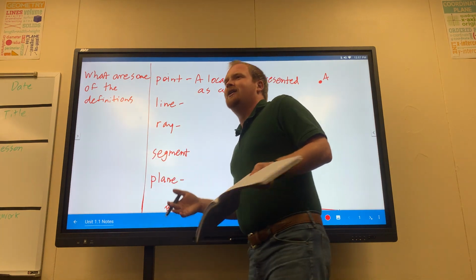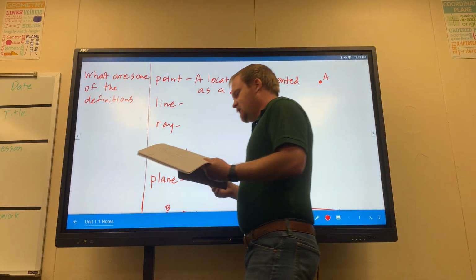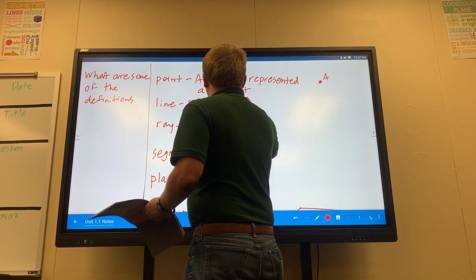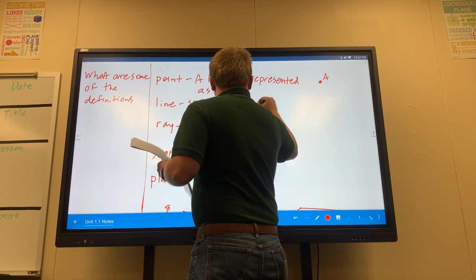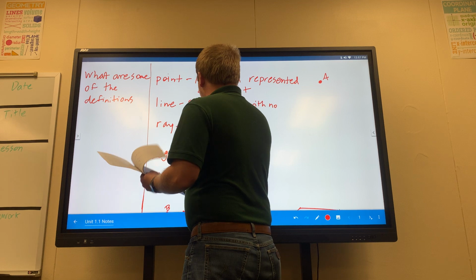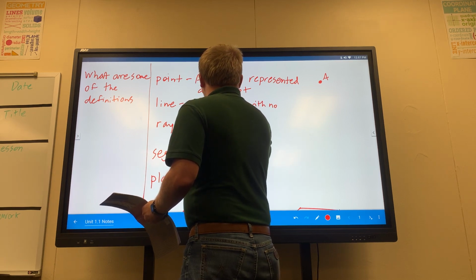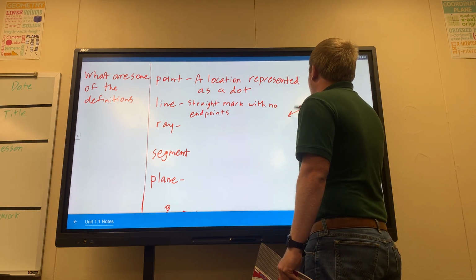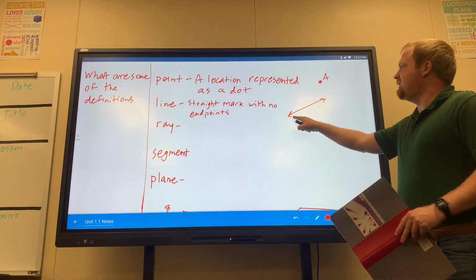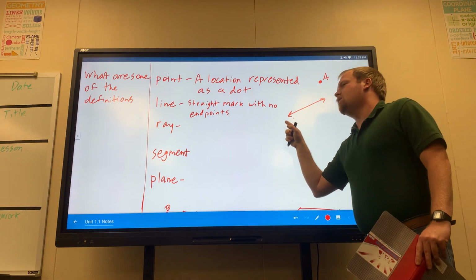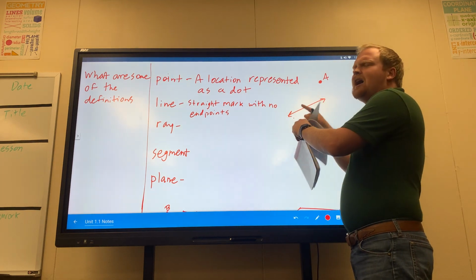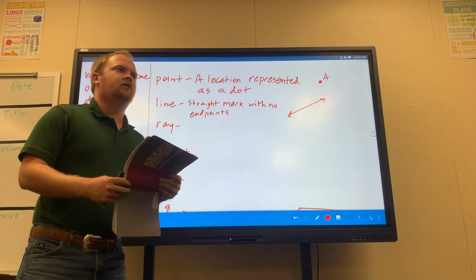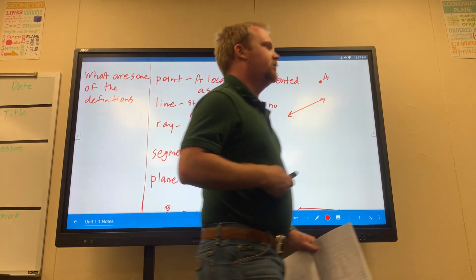Now a line, we kind of know what a line is, but mathematically speaking, a line is a straight mark with no endpoints. Okay? A straight mark with no endpoints. And the way we indicate no endpoints is by having the arrows here. Because that tells me, even though I draw from here to here, this line is going to keep on going. So a line is never ending in geometry. Okay? A line does not end in geometry.